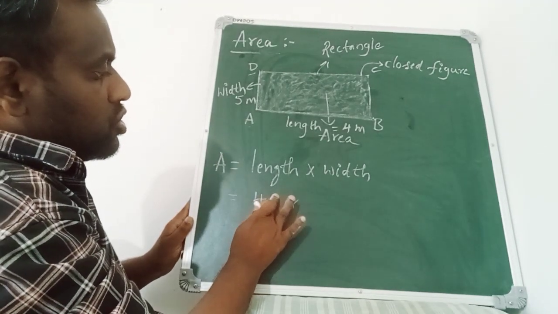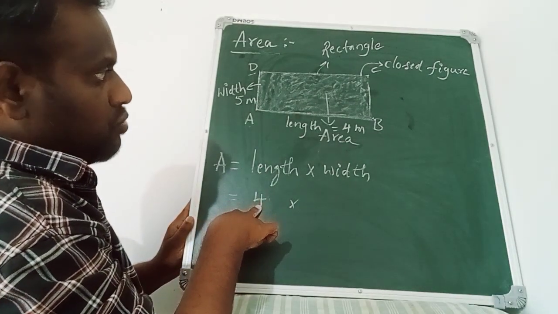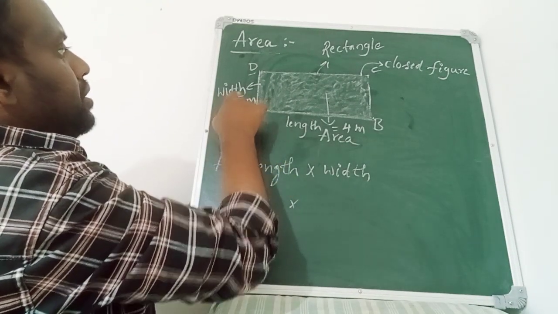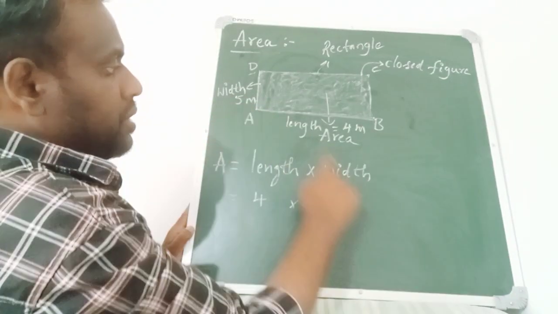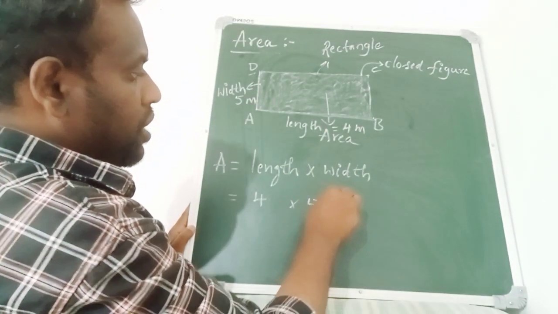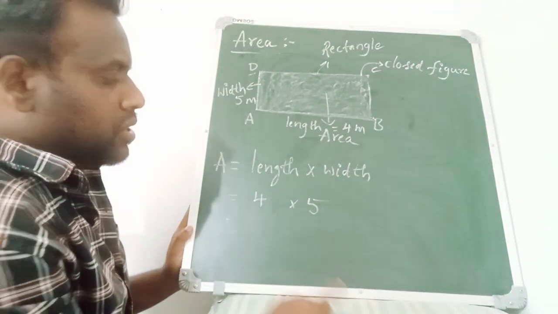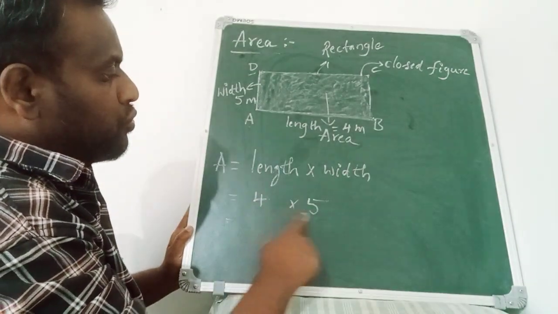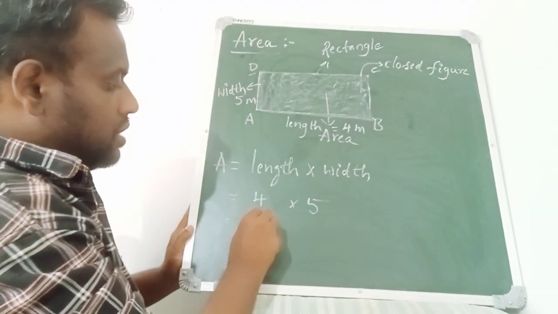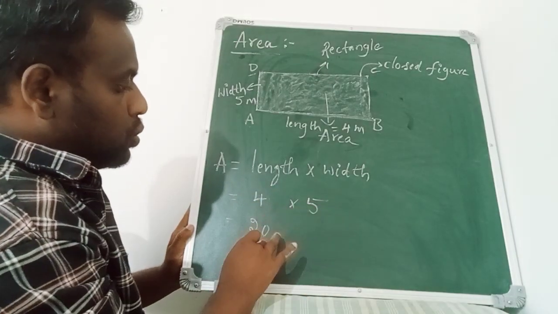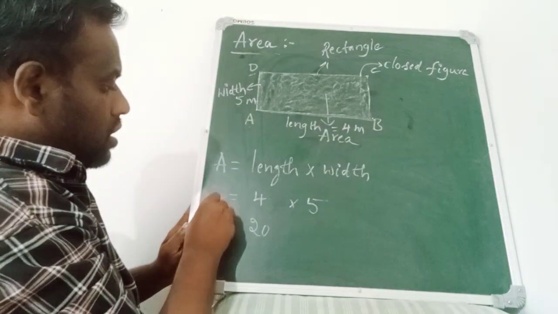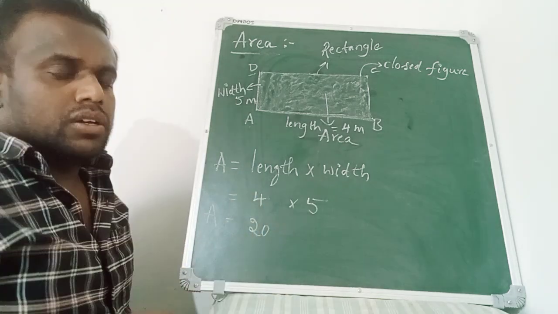Just write the number 4, and width is how much? 5 meter. I will write 5. Now 4 into 5, that means multiplication. 4 into 5 is how much? 20. 4 5s are 20. So A is equal to 20.